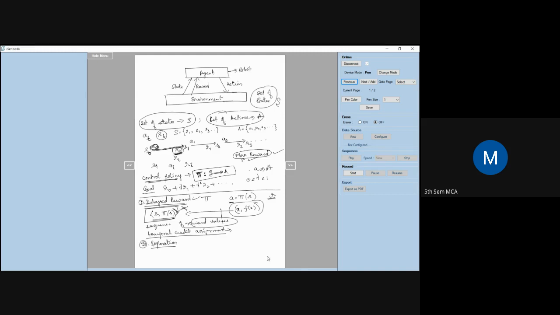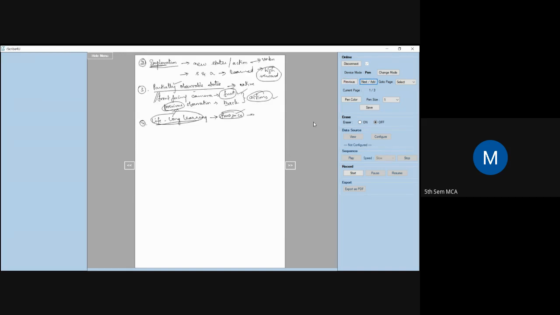The second point is exploration. Exploration means here what? The robot is always in a dilemma whether to choose a new action to move from one unknown state to another unknown state, and then you don't know what happens there. The robot is unaware how much reward it is going to get, because how many numerical points are assigned is known only to the trainer. It is not known to the agent.